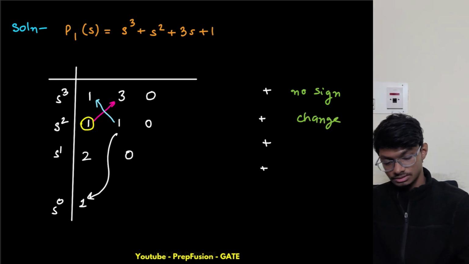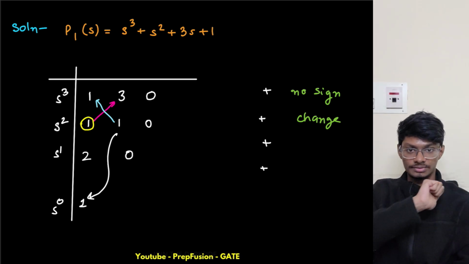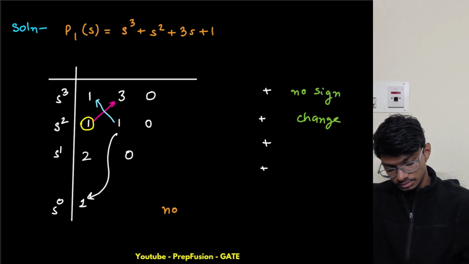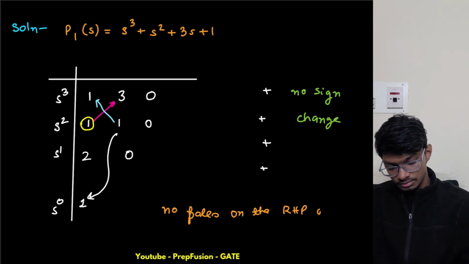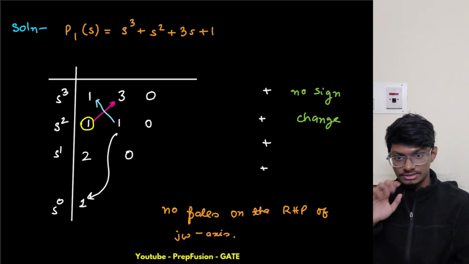What does this mean? This means that there are no poles on the right half of the s plane, the j omega axis. So, no poles on the right half plane of the j omega axis. Okay, so yeah, the first case is done.